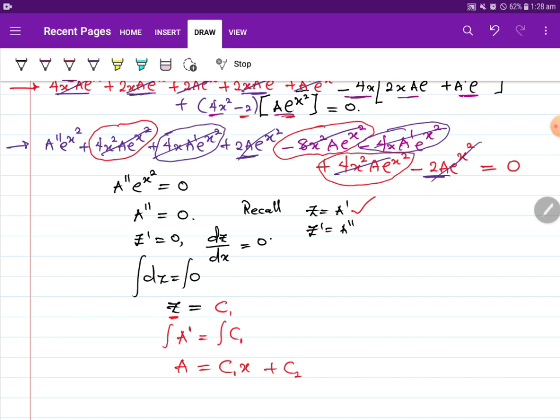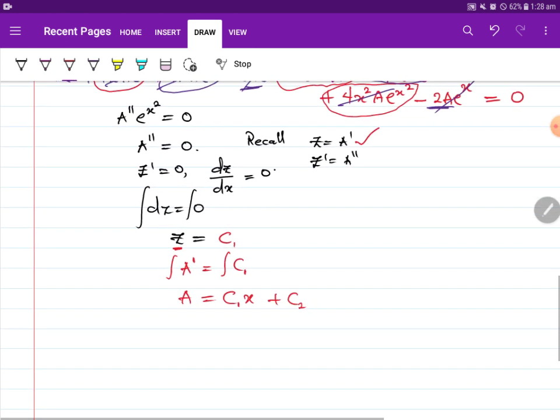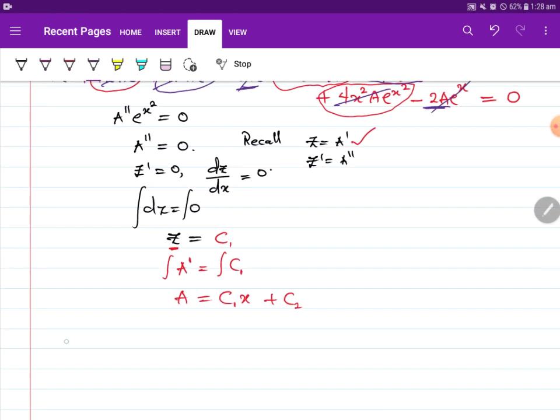You know now, when you integrate a constant, you are going to attach x to it, and when you integrate both sides, you still have to put plus c, arbitrary constant. So my a is equal to c1 x plus c2. Now go back to our solution. We said our general solution is what? Y is equal to the u of x you are given and the a of x you are looking for.